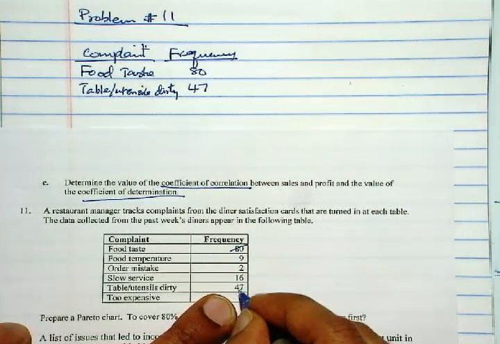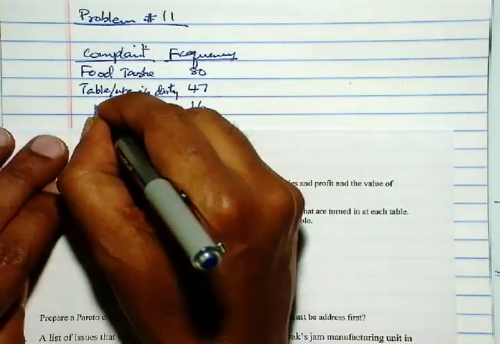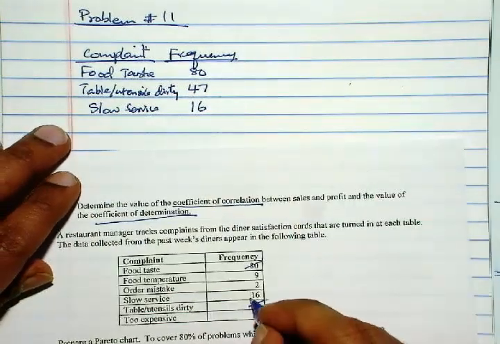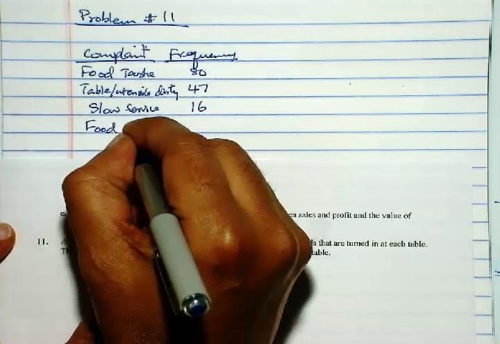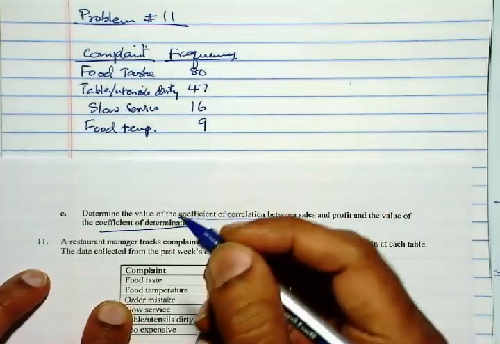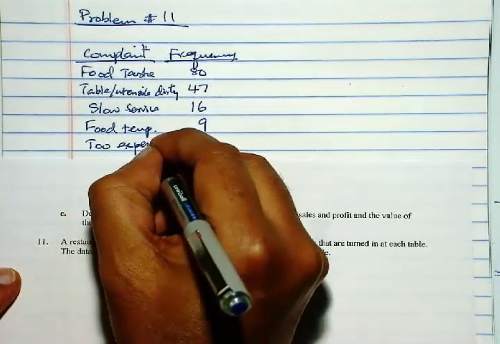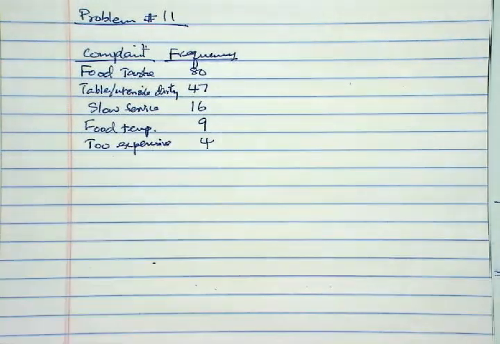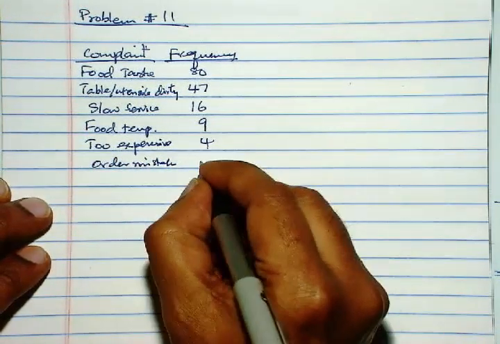Okay, so that's done. So next is 16, slow service. Okay, then food temperature. Okay, so that's 9, and then too expensive is 4, and finally order mistake is 2. Okay.